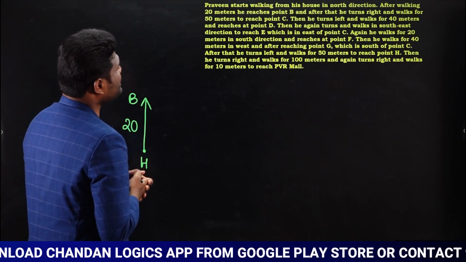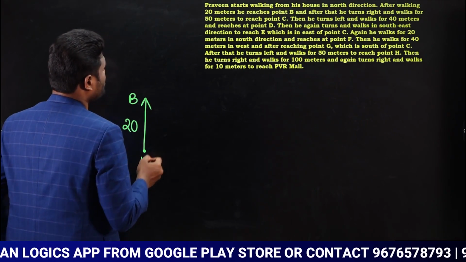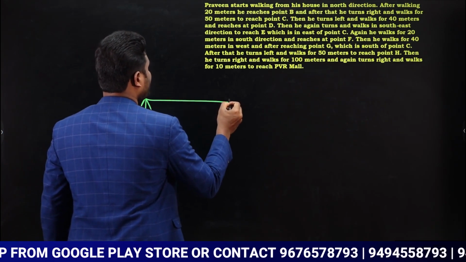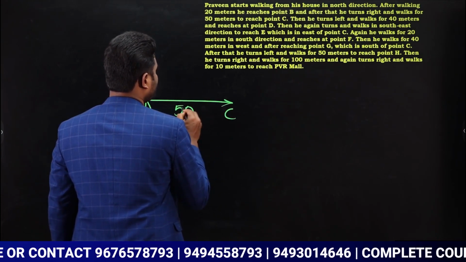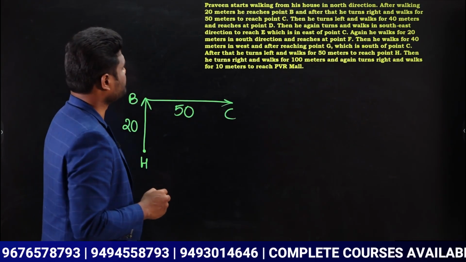After that he turns right and walks 50 meters to reach point C. So he is turning right and walking 50 meters. Now he is going to reach point C.